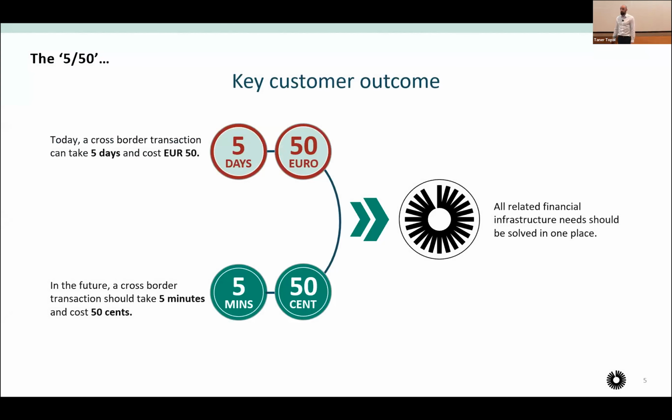Overall, we exist to make international financial transactions faster and cheaper. Today, it can take 5 days and cost 50 euros to process international transactions. We think it should take 5 minutes and cost 50 cents. So what we do as a bank, as a financial entity, is try and put all the infrastructure and systems required in one place to make this cheaper and make this happen.